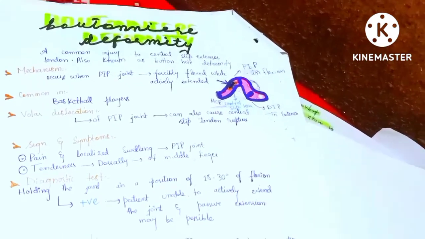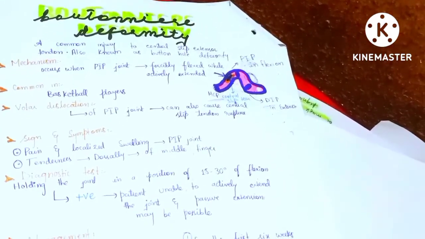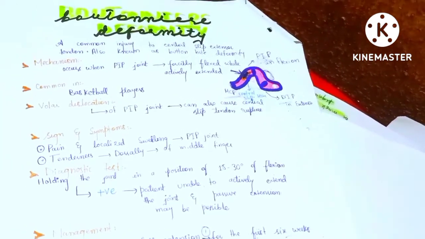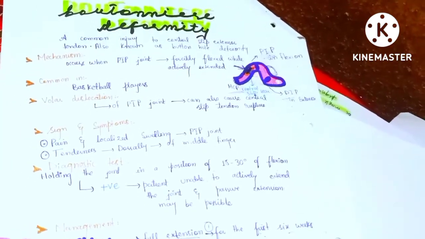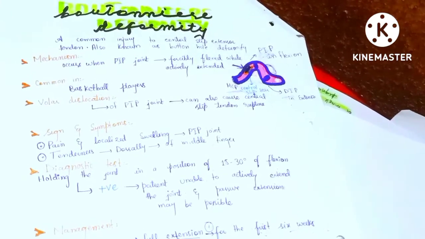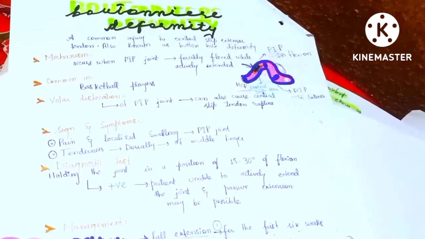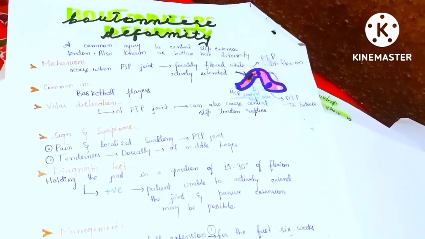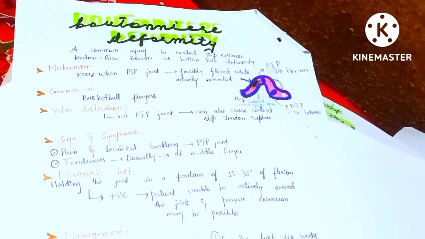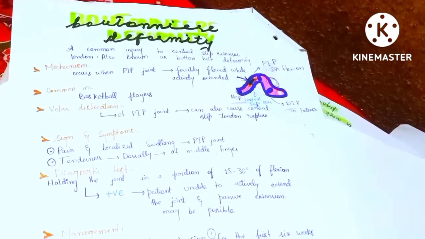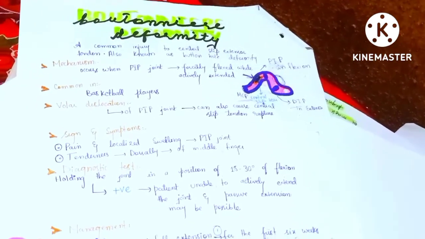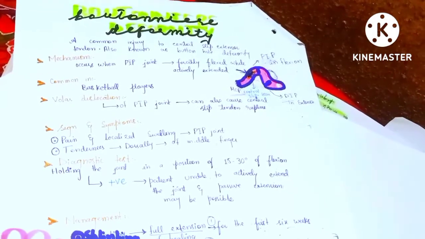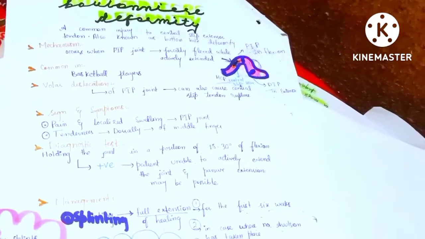Basically, a common injury to the central slip extensor tendon, also known as buttonhole deformity. The mechanism is that the PIP joint, the proximal interphalangeal joint, is forcefully flexed while actively extended. Common in basketball players. Volar dislocation of the PIP joint can also cause central slip tendon rupture.